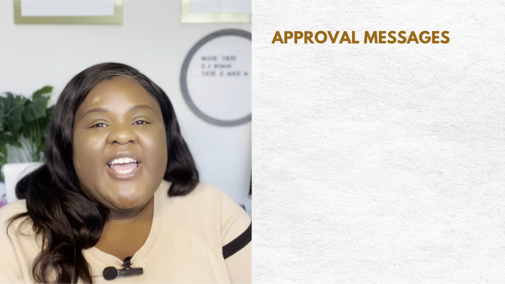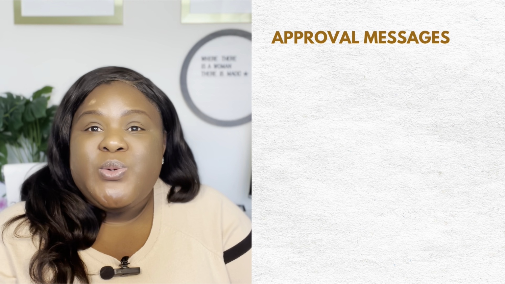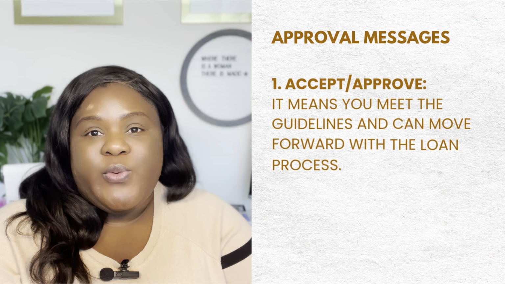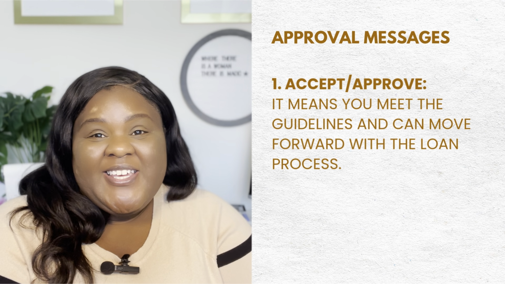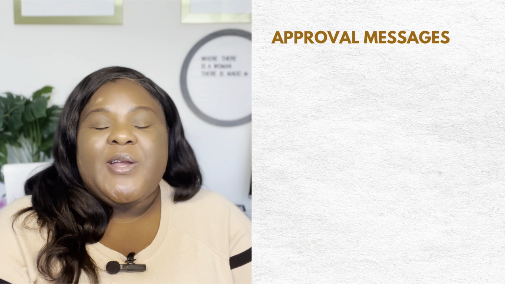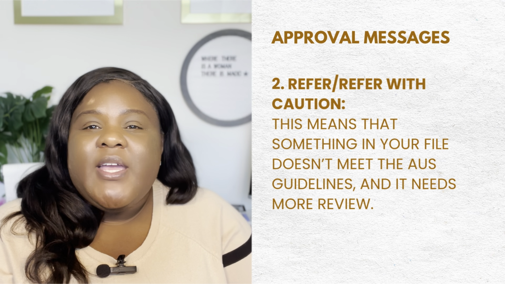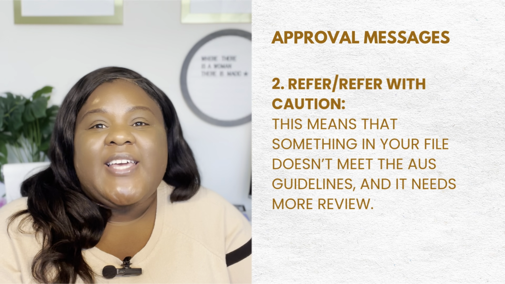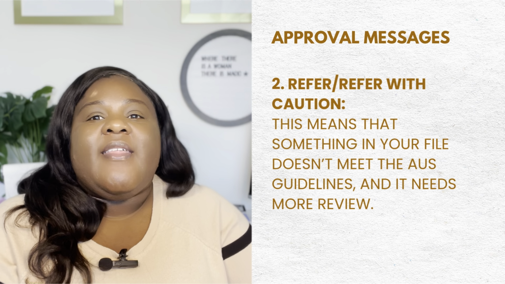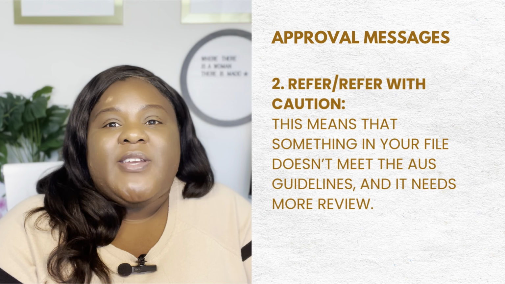Once we run your application through the AUS, it will spit out an approval message. There are two main messages we will see. Number one, accept or approve. This is the result you want to see. It means you meet the guidelines and can move forward with the loan process. Number two is a refer or refer with caution. This means that something in your file doesn't fit with the AUS guidelines or algorithm, and it needs more review. Basically, the automatic system can't approve your loan, but it doesn't necessarily mean you're denied.